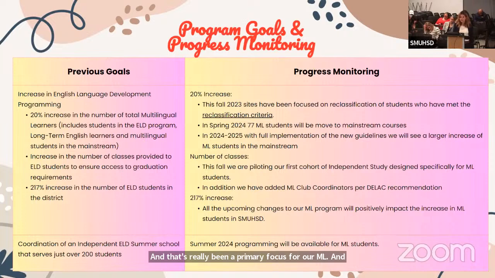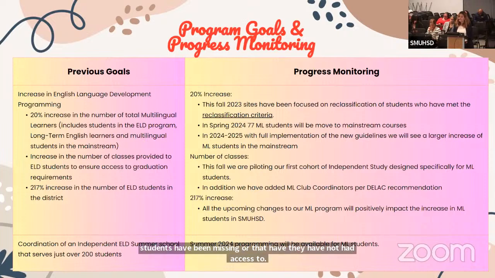In spring, as I mentioned before, we're going to be moving 75 students into the mainstream courses. And then in the fall of 2024, it's the full implementation. The full implementation in the fall will also be addressing a lot of the classes that maybe students have been missing or that they have not had access to.